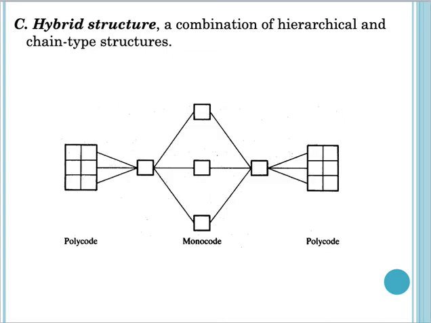And the next one is the hybrid structure, which is a combination of hierarchical and chain type structures. This is an attempt to achieve the best features of monocodes and polycodes. Hybrid code seems to best serve the needs of both design and production as well.